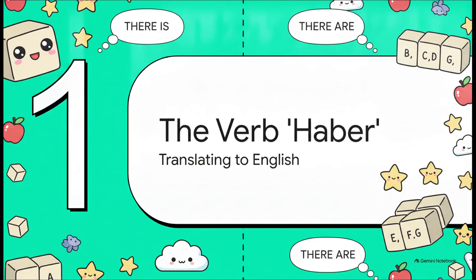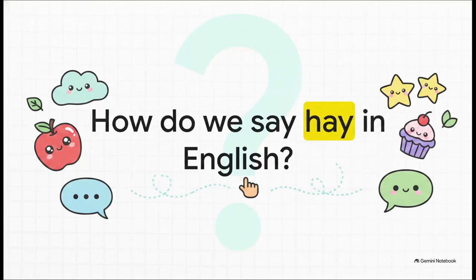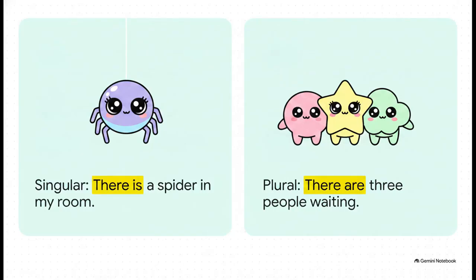Let's look at the absolute fundamental difference between singular and plural when we want to express that something simply exists in the world. So how do we actually say hay in English? Well, you face an immediate choice. There isn't just a one-size-fits-all word. Your choice completely depends on what comes next in the sentence. Are you talking about one single thing or multiple things? Basically, we split that single Spanish word hay down two distinct paths. You use there is for a single item, like a spider in your room, and we use there are for multiple items, like 3 people waiting.